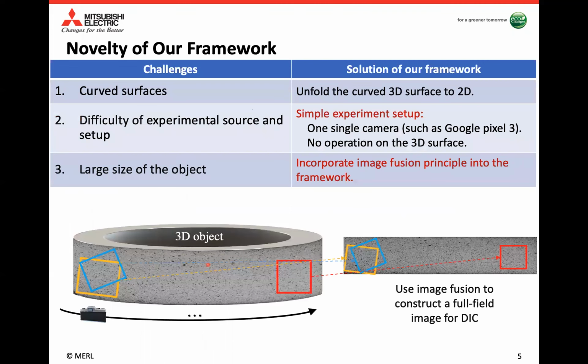To address these challenges, our framework chooses to unfold the curved 3D surface to 2D, and we only need a very simple experimental setup: one single camera, and no operation on the 3D surface. Most importantly, we incorporate the image fusion principle into the framework to deal with the large size of the object, stitching multiple images into a very big one.